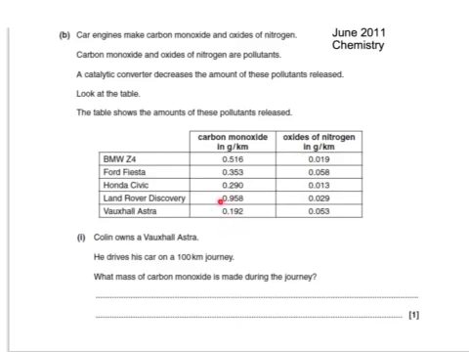Well, we see that 0.192 grams of carbon monoxide are made for every kilometre of the journey, and as he's travelling 100 kilometres, the mass would be equal to 100 times 0.192 grams equals 19.2 grams. That's why it's important to take a calculator into your science exam.